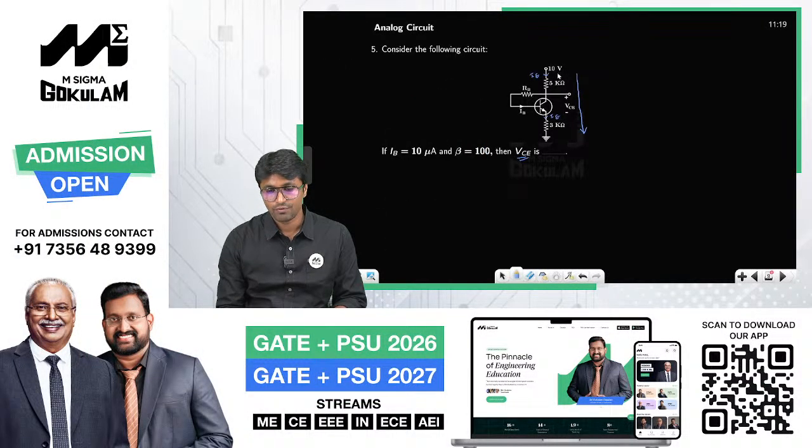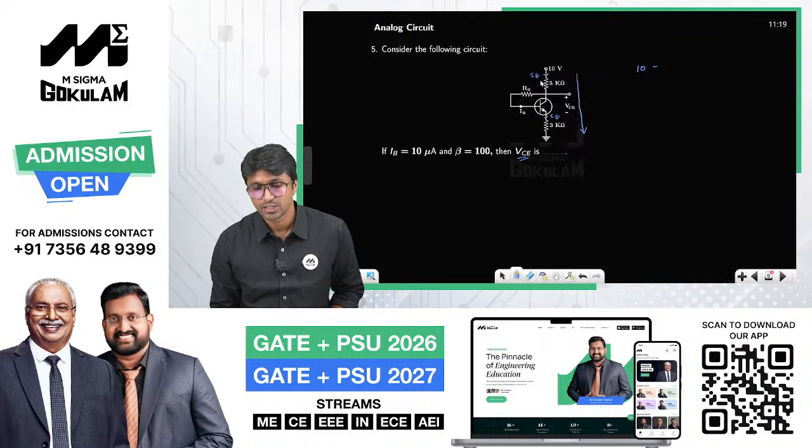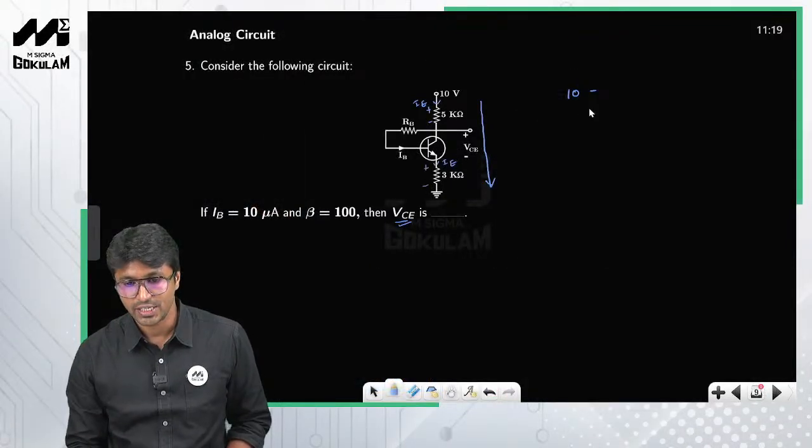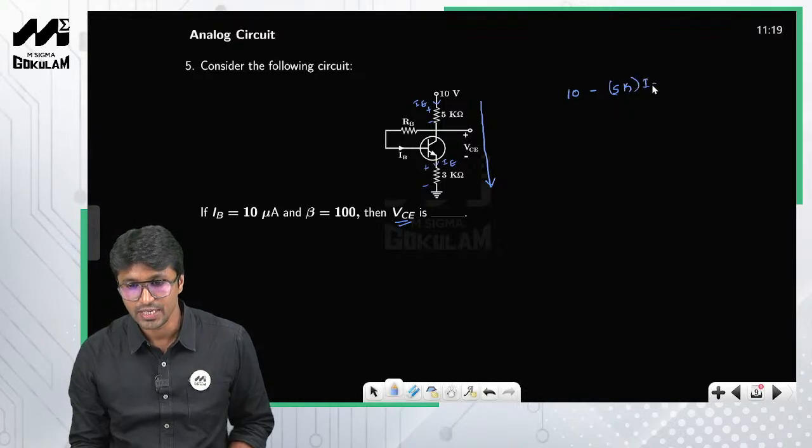If you write KVL at the output loop, I'll start with 10. I have assumed the current flowing in this direction. Since this is IE, this will also be equal to IE. Current is flowing in this direction, so mark the polarities. So 10 minus 5k into IE, minus VCE, and then, moving from higher potential to lower potential, that's the reason I have placed this negative sign here, minus IE into 3k, and this is equal to 0.